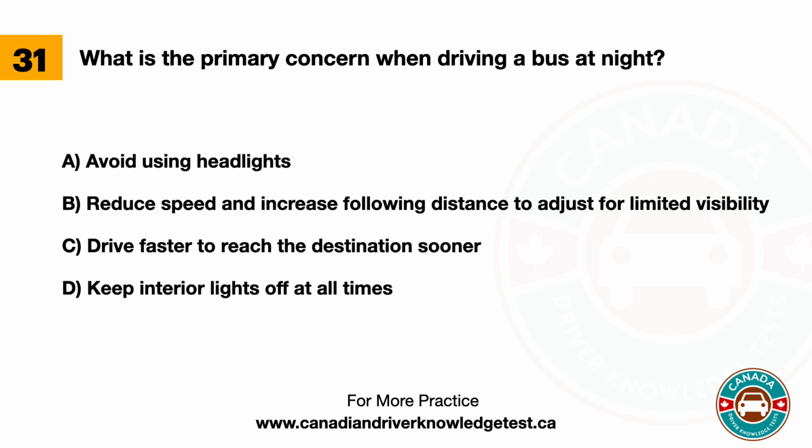Question 31. What is the primary concern when driving a bus at night? A. Avoid using headlights. B. Reduce speed and increase following distance to adjust for limited visibility. C. Drive faster to reach the destination sooner. D. Keep interior lights off at all times. The answer is B. Reduce speed and increase following distance to adjust for limited visibility.